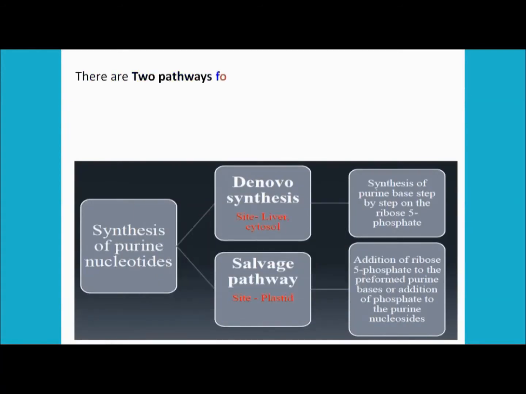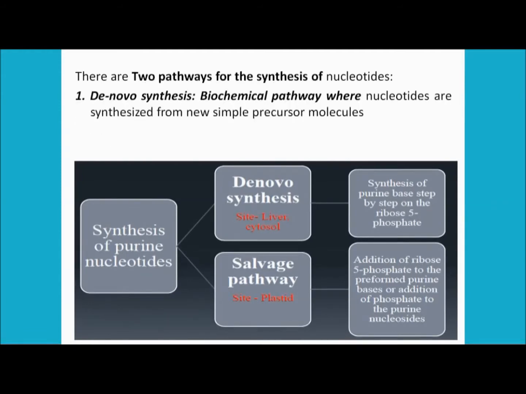Now there are two pathways for the synthesis of the nucleotides which happen in our body. The first pathway is the de novo synthesis. The next one is the salvage pathway, right? So the de novo synthesis pathway is the biochemical pathway where the nucleotides are synthesized from simple precursor molecules. So I have shown here, you can see, the synthesis of the purine step by step on the ribose phosphate. We are starting with the initial sugar molecule, right?